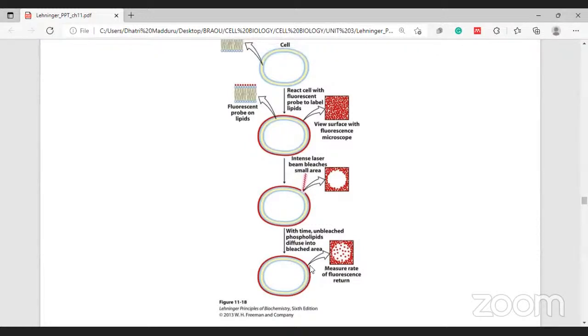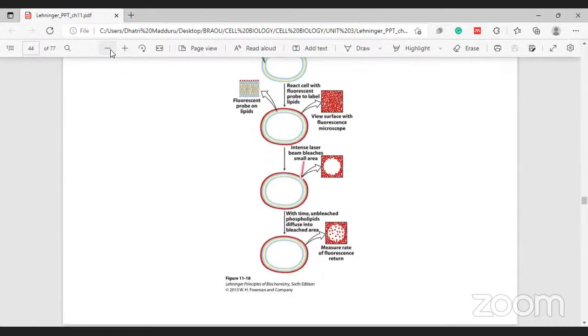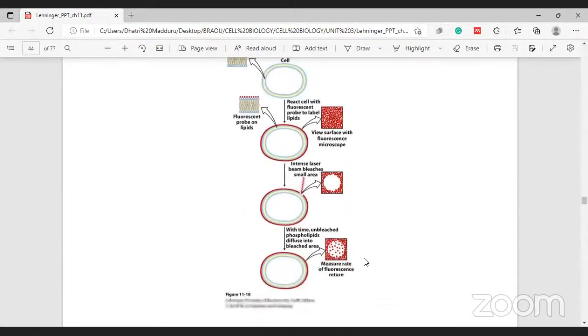Again, after some time, after unbleaching, that means if the laser beam is removed, these phospholipids again diffuse. The other phospholipids which are present in the other region will diffuse to the bleached area. So again, you can see the fluorescence. Here you see the center portion is completely white. There is no fluorescence. But after removal of bleach, you can see small red spots again. That means the fluorescence has returned. This is FRAP.